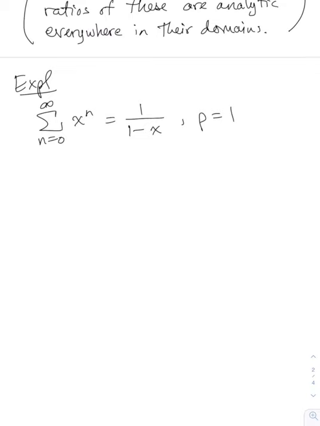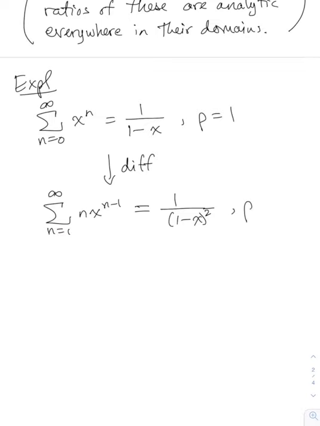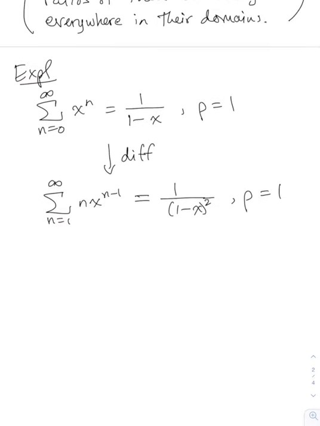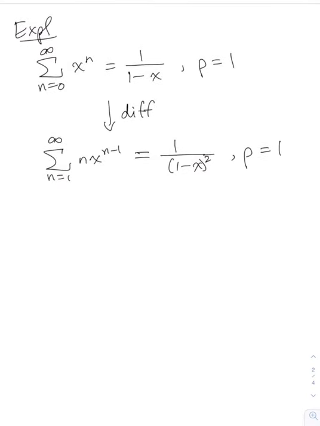So the first term here is n equals 0, and x to the 0 is 1. That's a constant. So when I differentiate, that first term, I'm going to have to throw that away, so my new series starts at 1. And then I differentiate each term. The derivative of x to the n is n times x to the n minus 1. I can differentiate the right-hand side, and I have 1 over (1 minus x) squared. And that series there also has radius of convergence 1. Radius of convergence doesn't change when you differentiate.